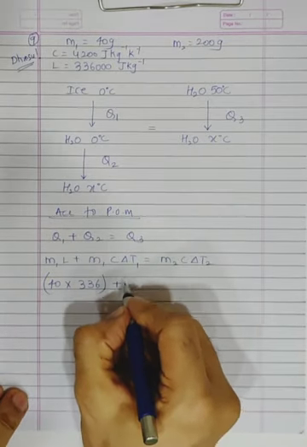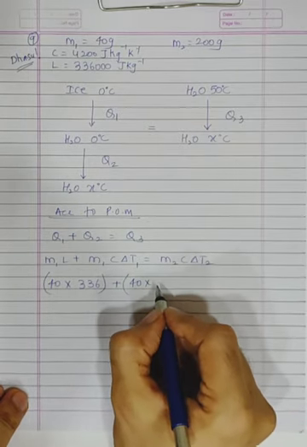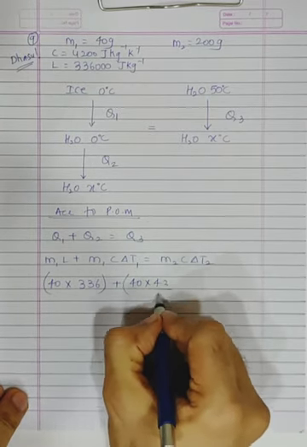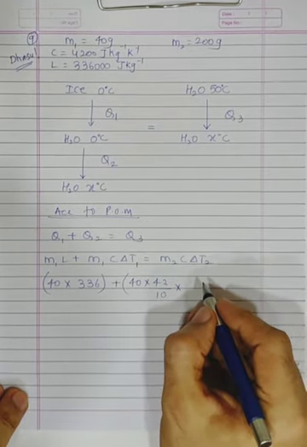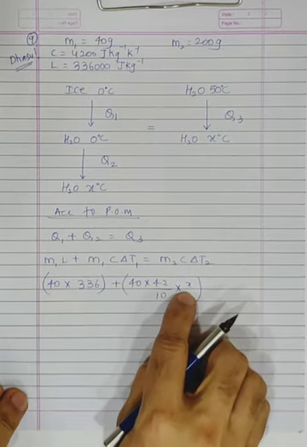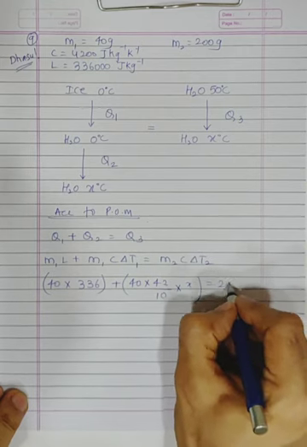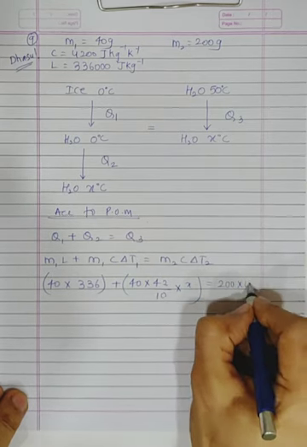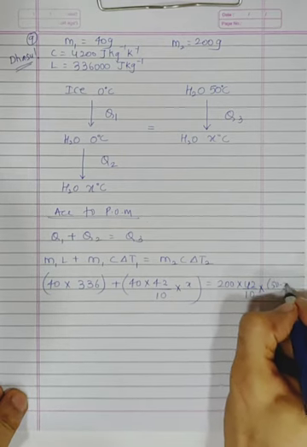That's why. Again, what is the mass? 40. What is the C? 4.2. And what is the delta T? It's going to be X minus 0. Guys, look, it is X minus 0, so I'm writing it as X, is equal to M 200. C is 4.2. And what will be the delta T? 50 minus X.